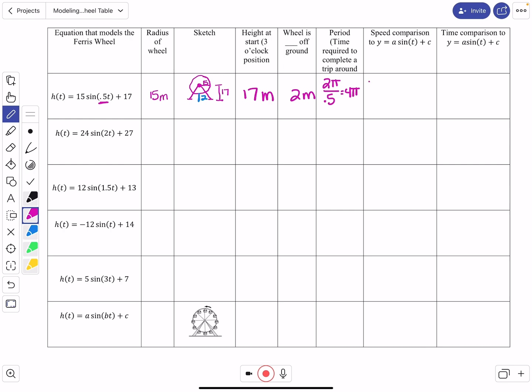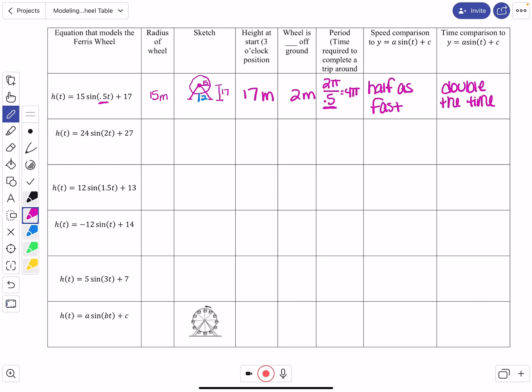So it's now going half as fast, and it's double the time, okay? So it's half as fast, okay? It's not going as fast anymore because it's slowed down, so it's half as fast because 0.5 is half, but it's double the time because we went from 2 pi to 4 pi.